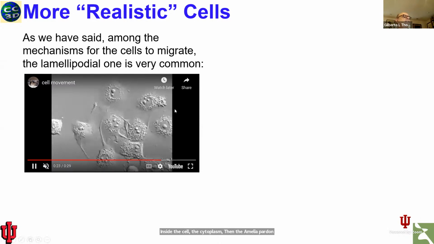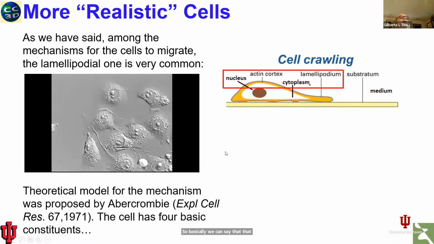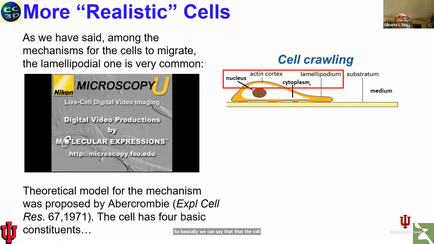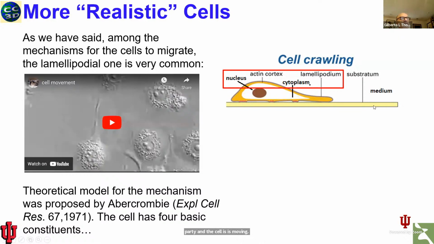So basically, we can say that the cell has, at the beginning, 5 components, which is a model proposed by Abercrombie in the 70s. And this model says that let's consider a cell like having a nucleus, the cortex, the cytoplasm, and the lamellipodium. And the cell is moving over a substrate like that, the yellow part.